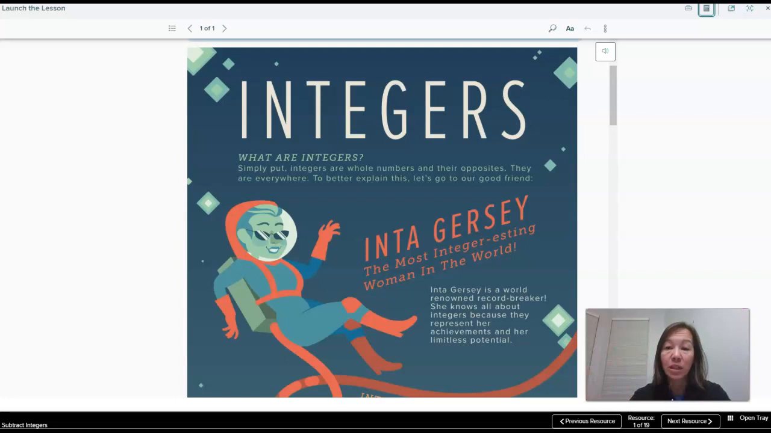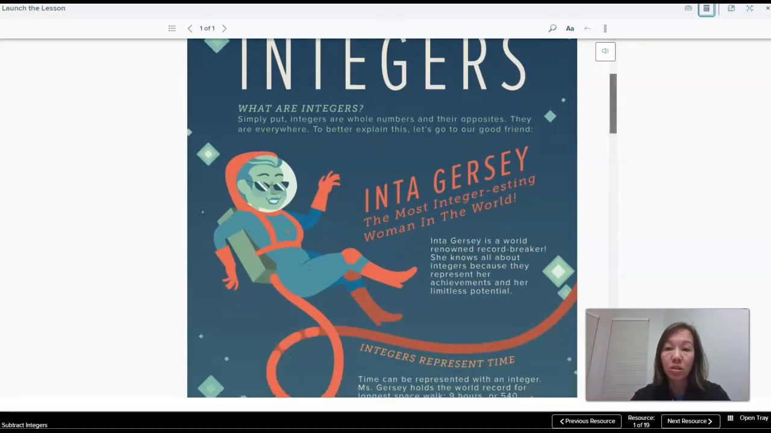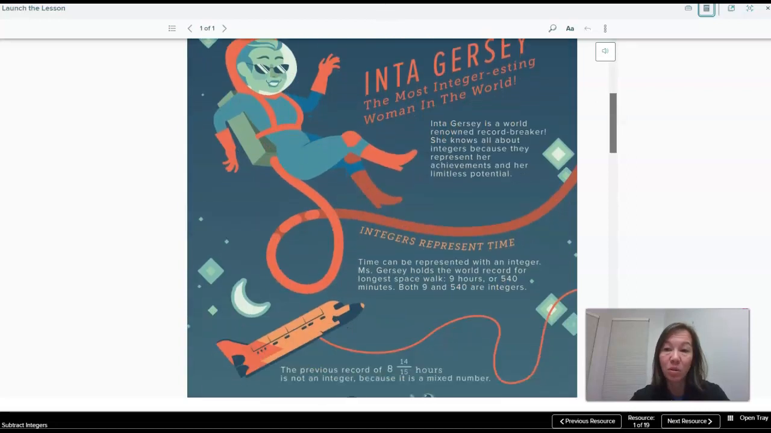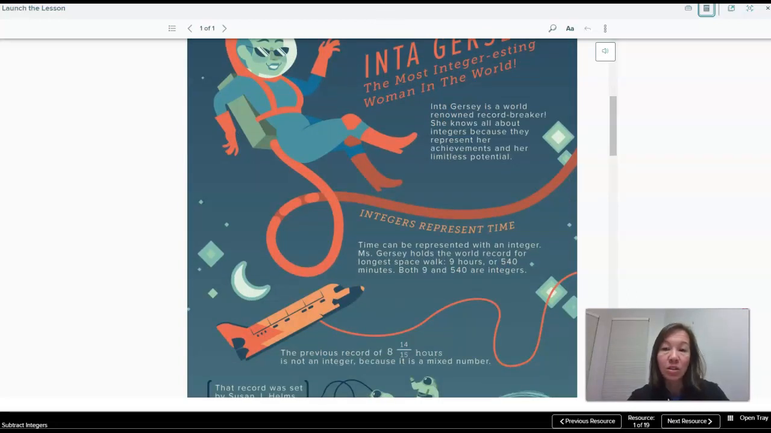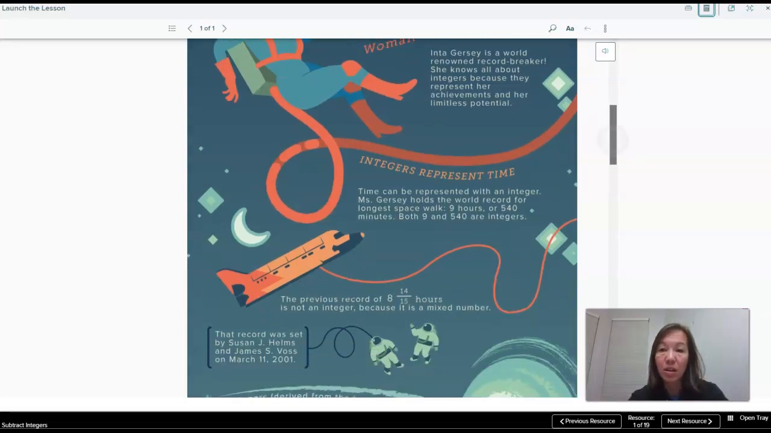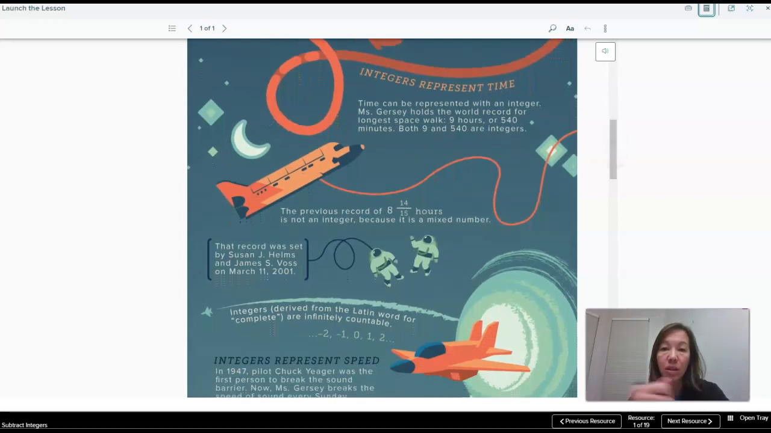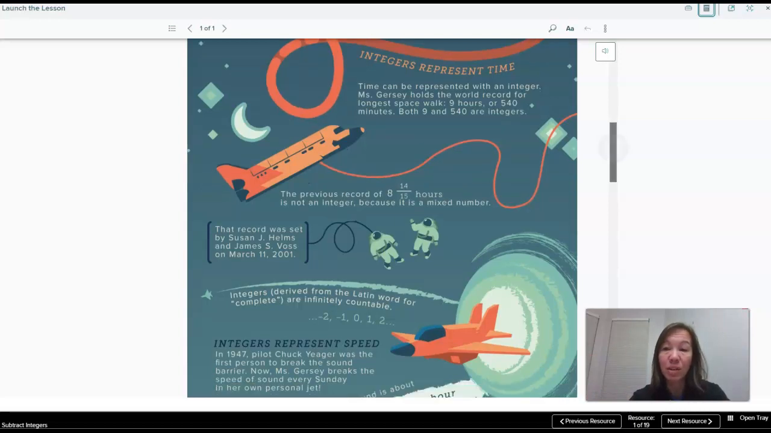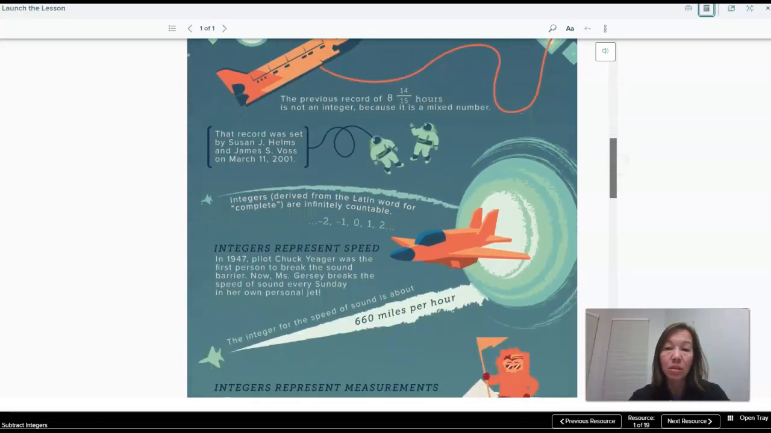So we'll look through here at Integersy, the most interesting woman in the world. Integersy is a world-renowned record breaker. She knows all about integers because they represent her achievements and her limitless potential. Time can be represented with an integer: 9 hours, 540 minutes. 9 and 540 are both integers. 8 and 14/15 is not an integer because it is a mixed number. So anything with a fraction or decimal is not an integer.